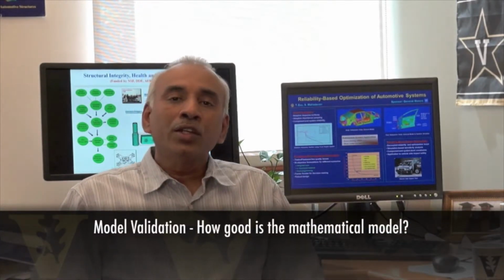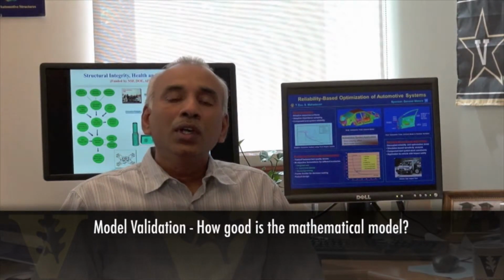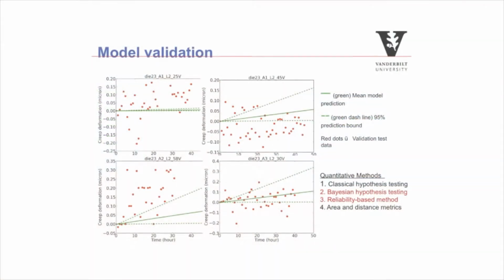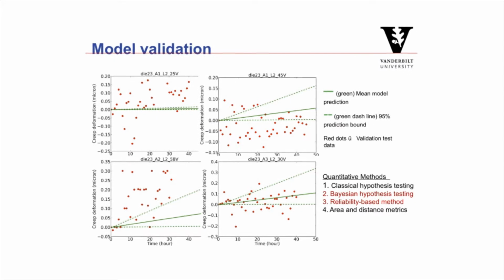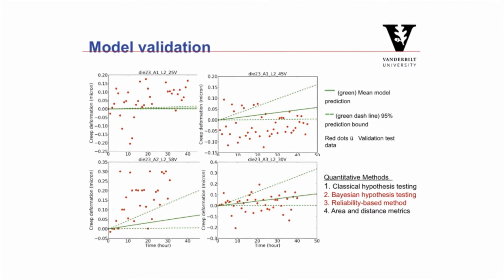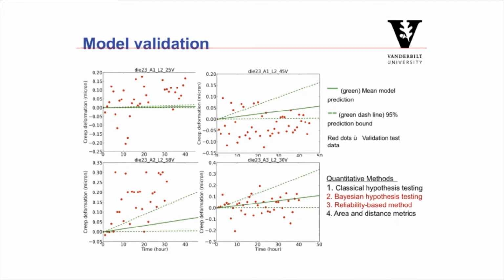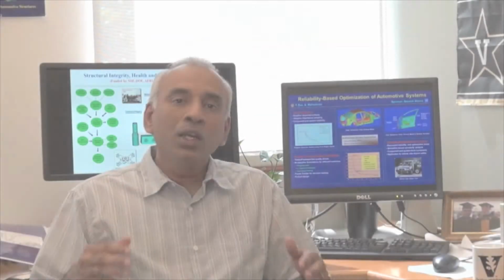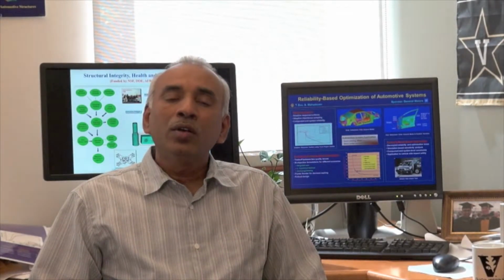Then there is model validation, where you are asking the question, how good is your mathematical model to begin with? Meaning you have some physics which you are idealizing through some mathematical equation. So how well does the mathematical equation represent the reality? So this is validation, and this is done by actually comparing your model prediction against physical observations of the system or by well-targeted experiments.